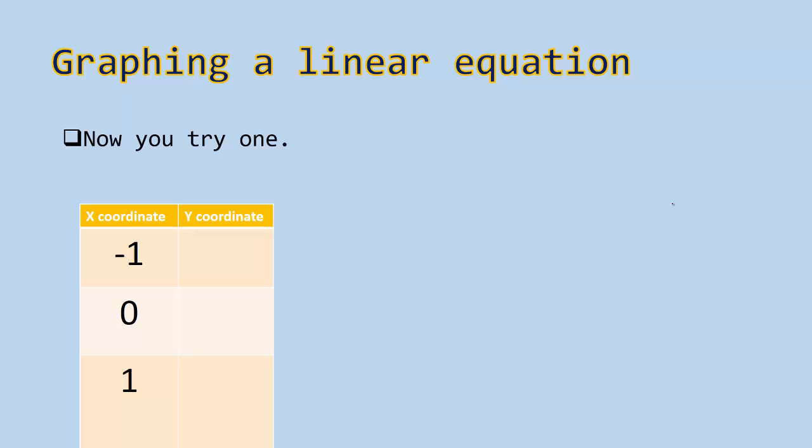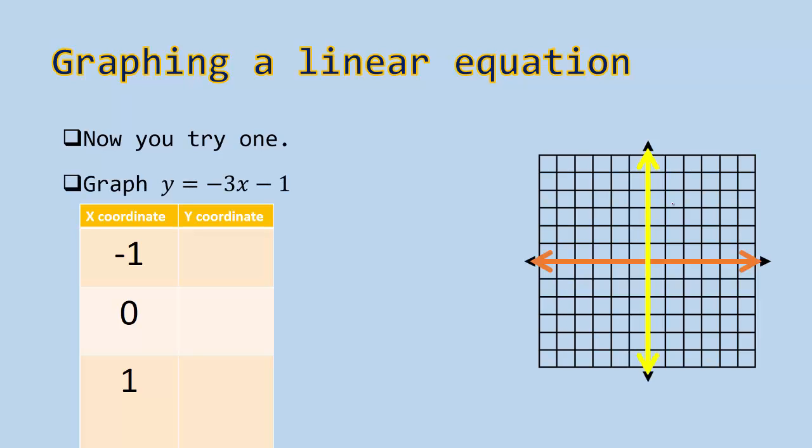Now you're going to try one. You're going to try graphing y equals -3x minus 1. I've gone ahead and chosen 3 x coordinates to get you started. I've chosen these because they will help keep our points on our small grid. So pause the video now, try graphing this equation, and then we'll check and see how you do.